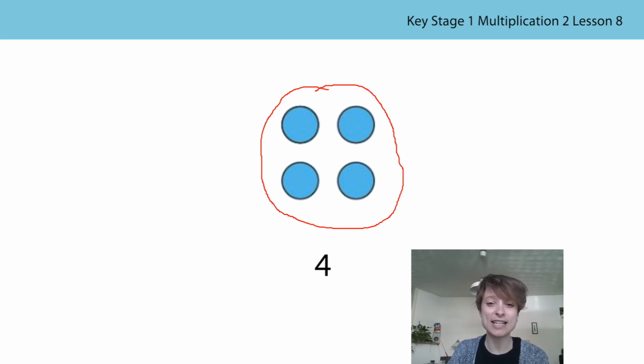So let's use that sentence stem again to describe this picture now. I want you to say it with me. There is 1 group of 4. The 1 represents the number of groups, and the 4 represents the number of counters in the group. Now, if there's only 1 group of 4, do you think that we can use a repeated addition expression to represent this? We can't, can we? Because we are not adding the same equal group again. There's only 1 equal group here.